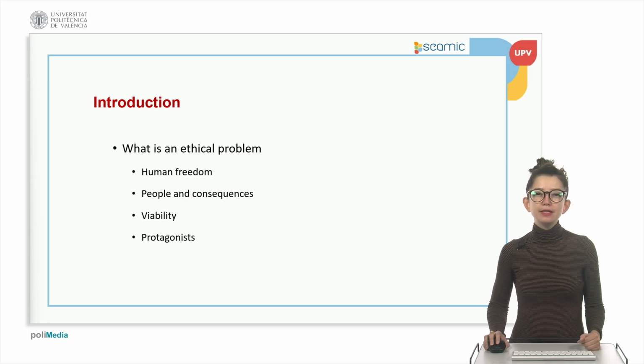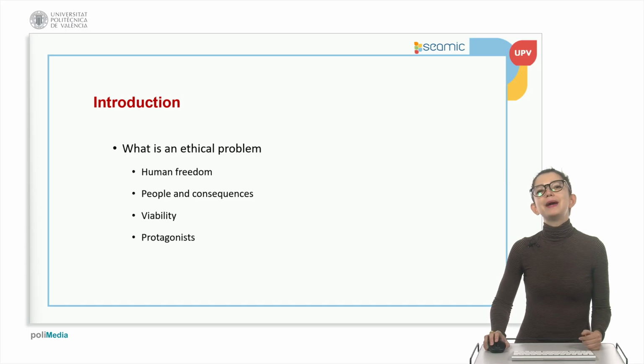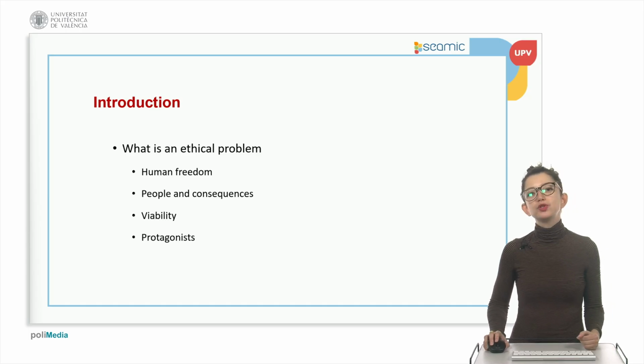Second, ethics always places people at the center and also the consequences that affect them. Third, an ethical solution has to be realistic in the sense that it is possible and achievable. And fourth, an ethical problem must be resolved by the protagonist. No one should make ethical decisions for me.